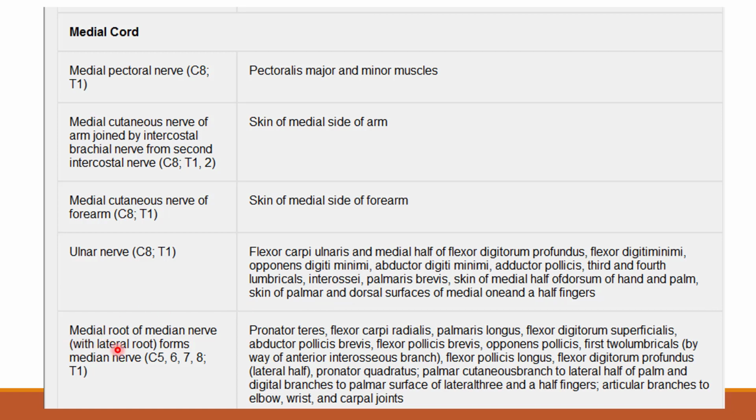Okay, then there is the medial root of the median nerve, which joins with the lateral root of the median nerve to form the median nerve. So this is from C5, C6, C7, C8 and T1. This medial root will supply many muscles. Okay, and the medial root and the lateral root of the median nerve, when they join together to form the median nerve, they will supply the skin of the lateral half of the palm, and they will give the digital branches to the palmar surface of the lateral 3.5 fingers. It will also give articular branches to the elbow joint, to the wrist joint and the carpal joints.